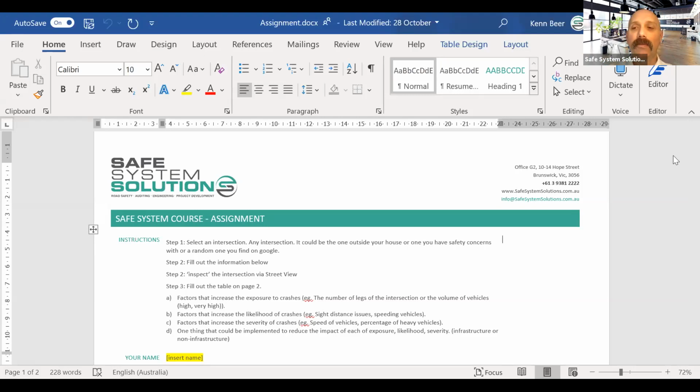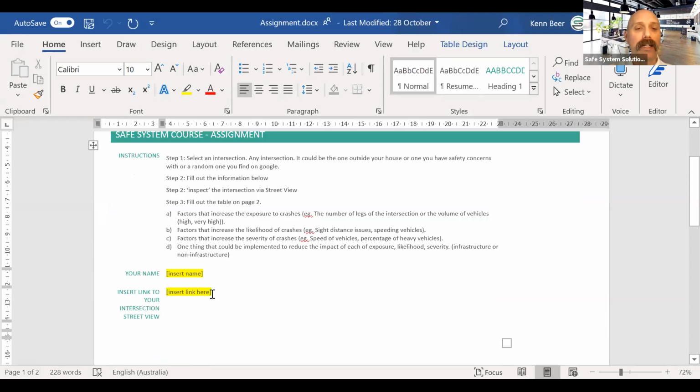In there, you're just going to put your name and a link to, just grab the URL of the street view. So when it's being marked, we can just jump in there and have a quick look ourselves so we understand what you're talking about. Pretty easy assignment, and it's available in Schoology. You upload it in Schoology. Ideally PDF it if you have that ability, because it's just easier to read in there.